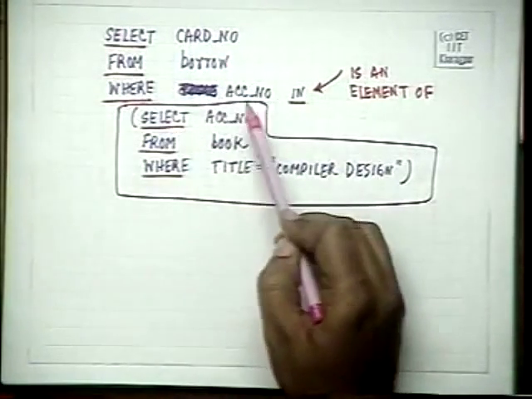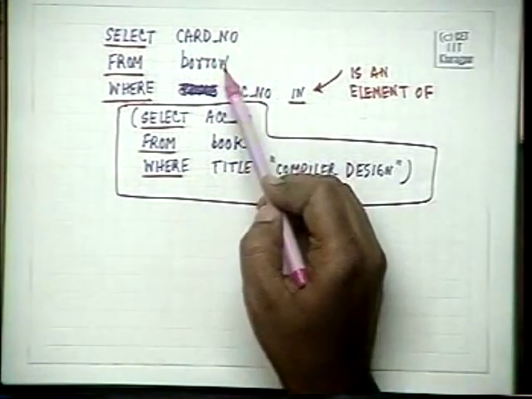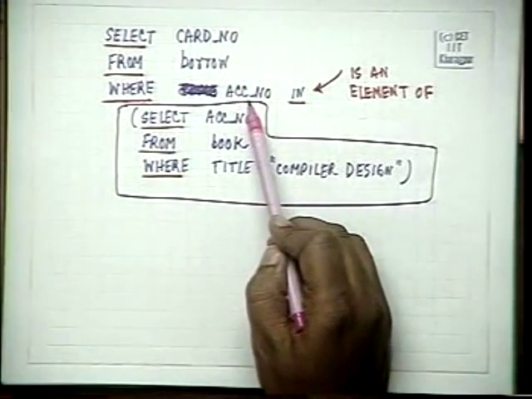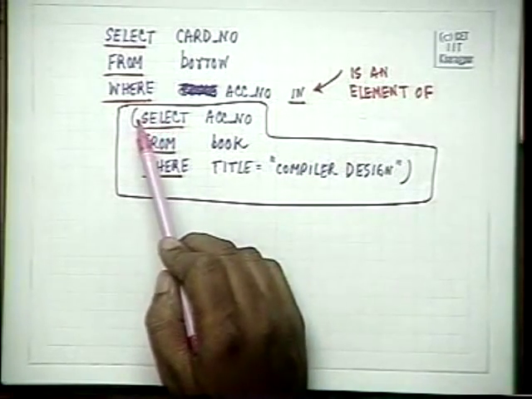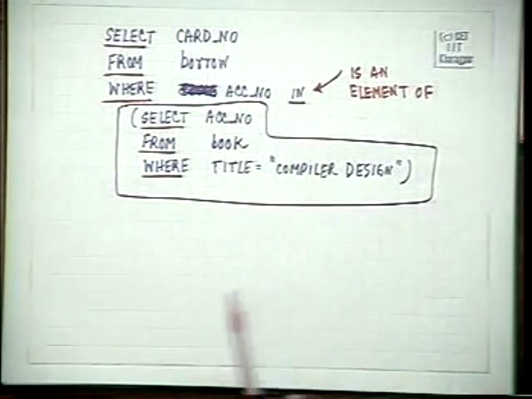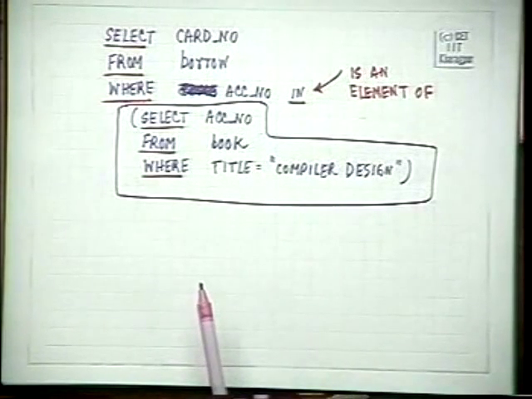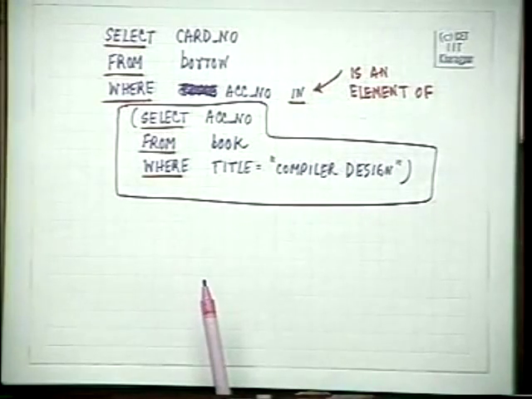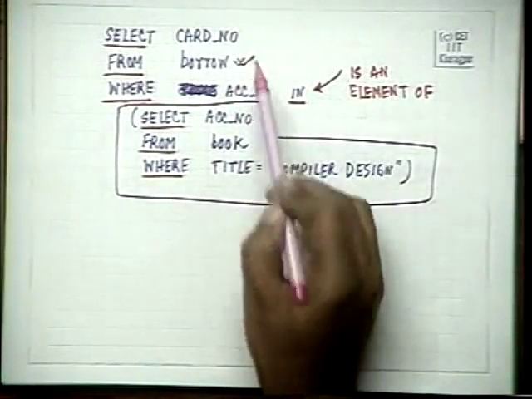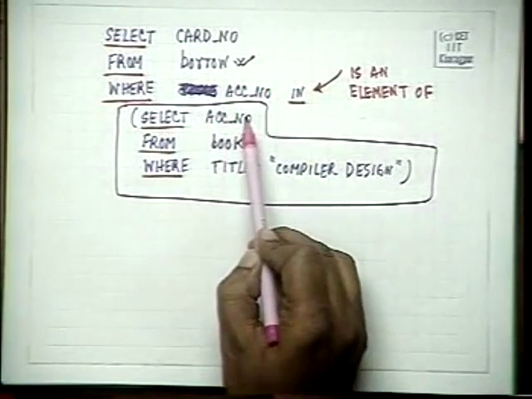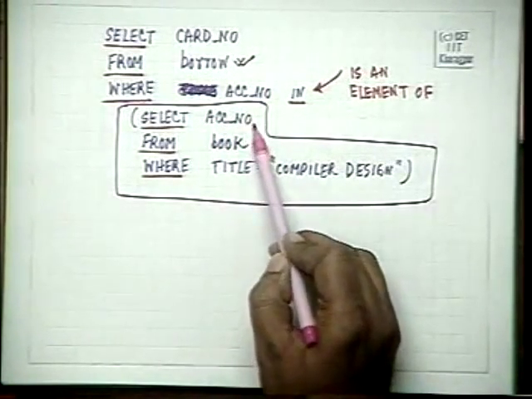And this part of the query selects out those card numbers from borrow such that the accession number must be in this set. So based on this, we can write out this query. In this case, the accession number is the same on both sides. When I write down accession number, the scope of this accession number is in this borrow relation only. And when I write down this accession number from book, the scope is here.